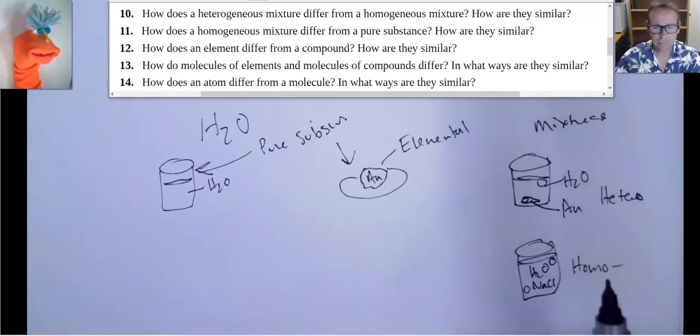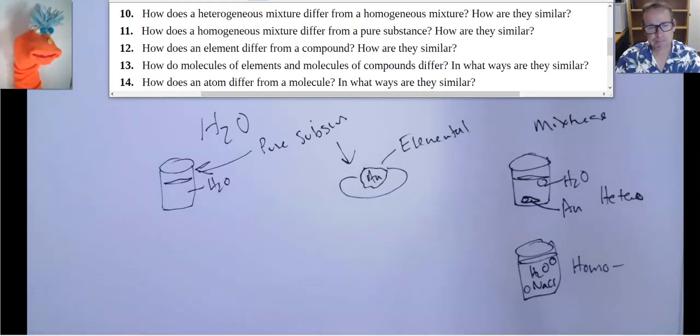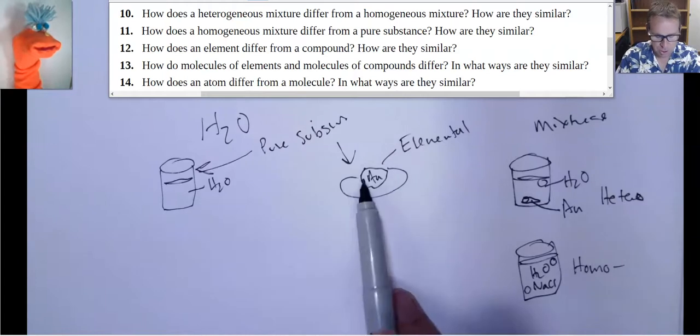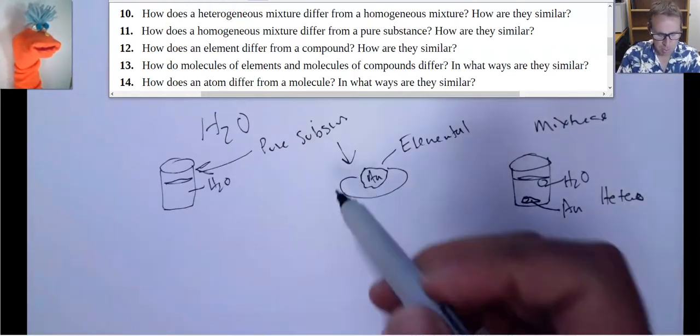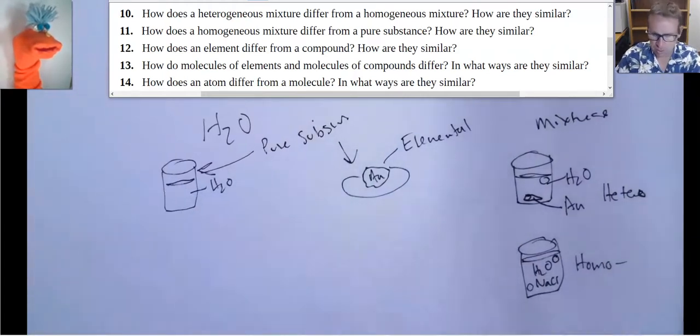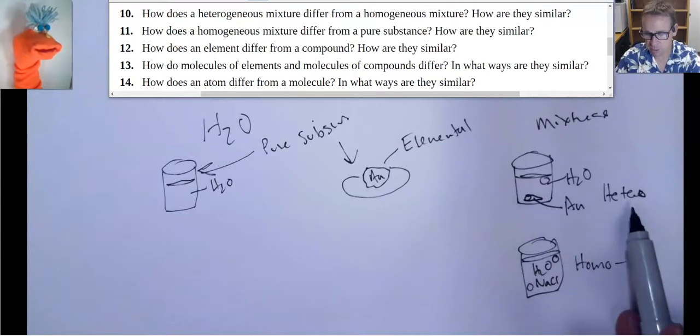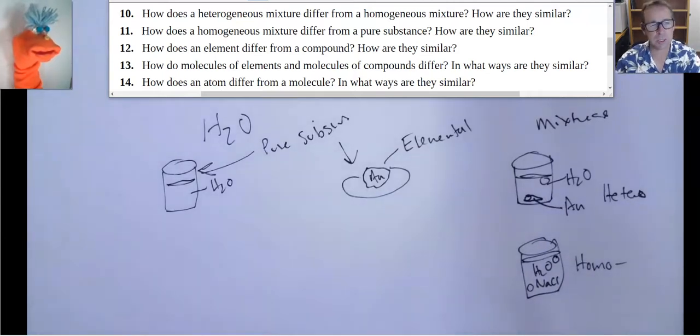Okay, so number 11, how does a homogeneous mixture differ from a pure substance? A homogeneous mixture has two different things, but a pure substance is just one thing. That's right. A pure substance is just one thing. So my pure substance is here. This is pure water. That's gold. Those are pure. This is a mixture of pure substances, right? This is also a mixture of pure substances, but this is heterogeneous, and this is a homogeneous mixture.